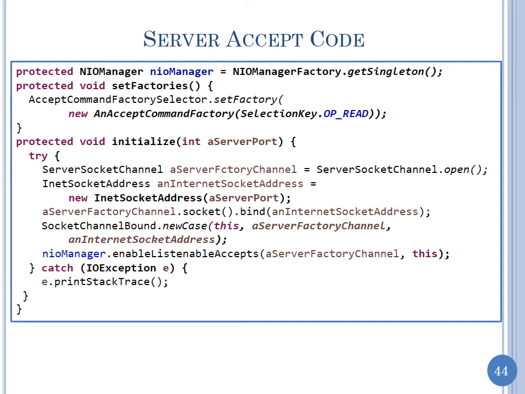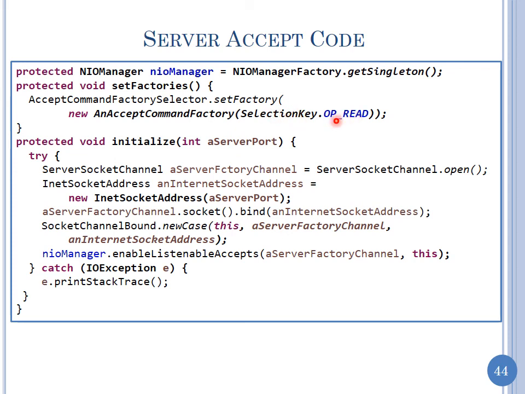And not only is the NIO manager created through a factory, but all the command objects that I talked about are also created through factories. And these factories can be set. So we are using a predefined command factory. The factories return commands, and factories themselves can be chosen. So there's a factory selector. So we have a second level of recursion here. We are going to use a predefined factory that takes as an argument an interest op.